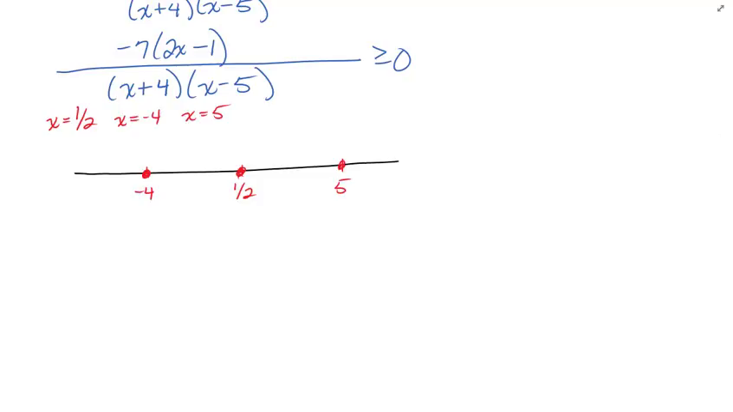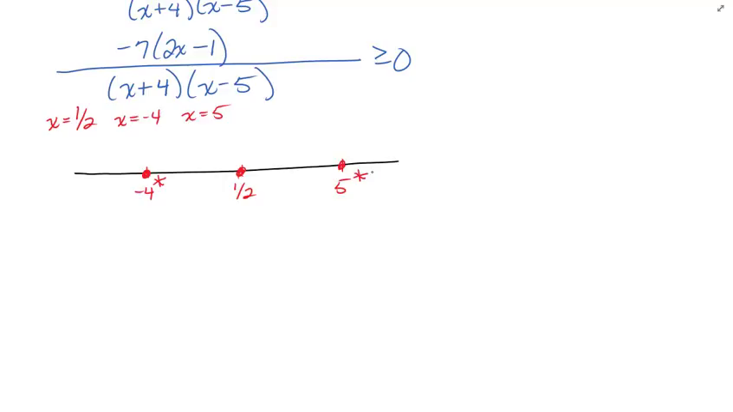Now, before we do this, I want any zeros that come from the denominator, I'm going to put a little asterisk by. So the negative 4 and the 5. I'll tell you what that asterisk is in a second. Basically, the zeros from the denominator get treated a little bit differently than the 1 half. But at this point, I can use either of the same methods that I used with solving polynomial inequalities.